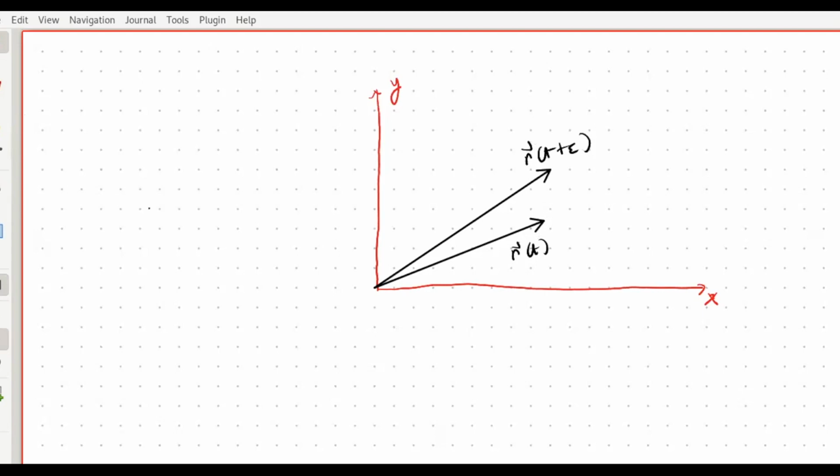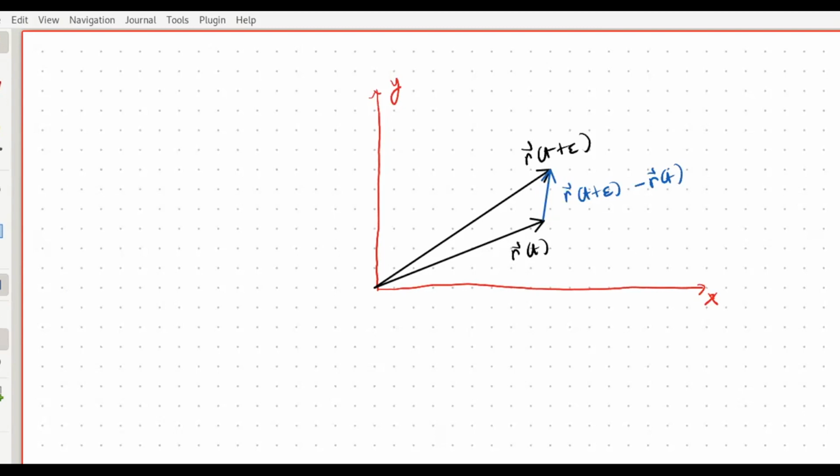So if we want to get the velocity from R of T, let's use a different color. This vector going from R of T to R of T plus epsilon is R of T plus epsilon minus R of T. You can check that if you add R of T to R of T plus epsilon minus R of T, we get R at T plus epsilon.